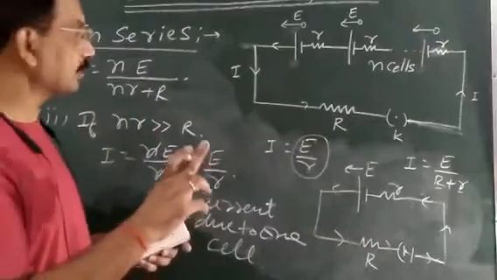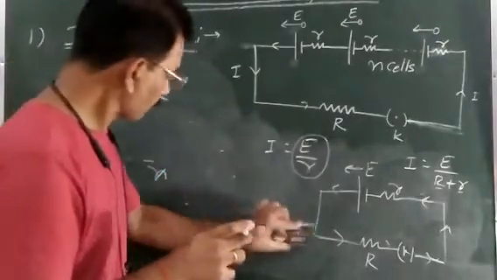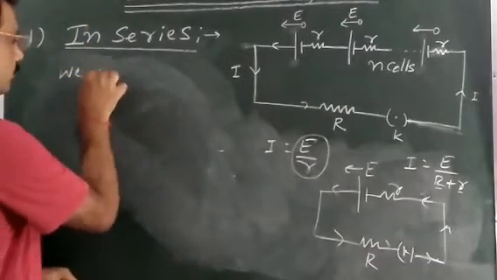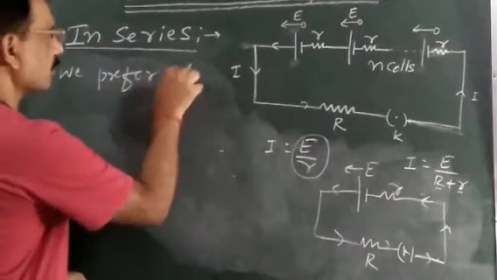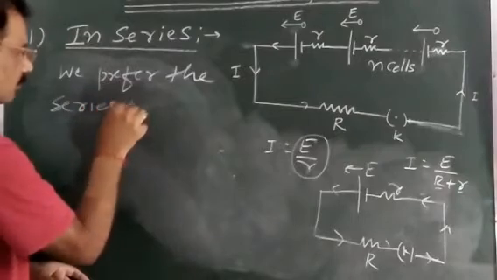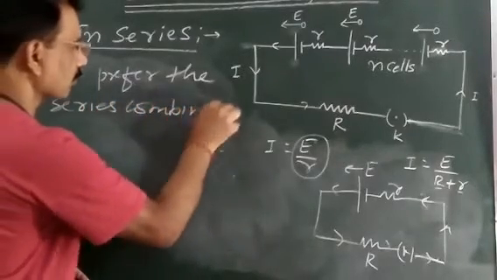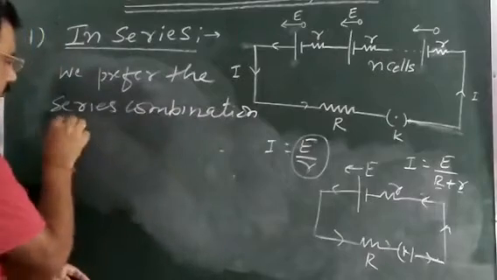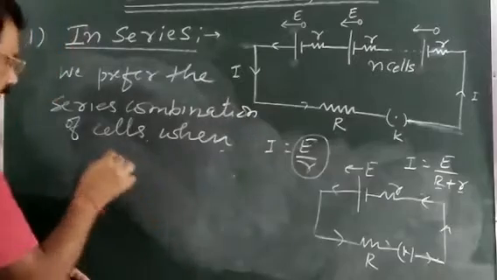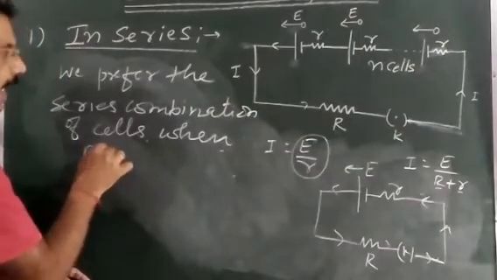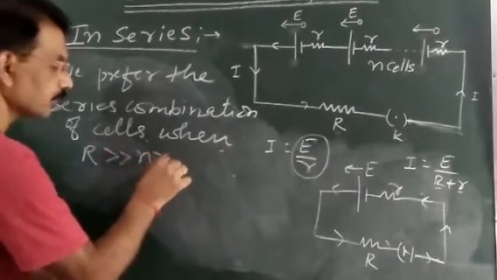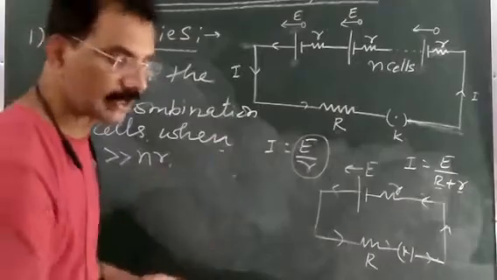Due to this reason, we never prefer series combination under this case. So we prefer the series combination of cells when capital R, meaning external resistance, becomes very large in comparison to the total internal resistance of the cells.